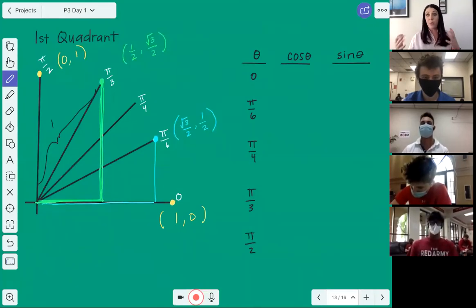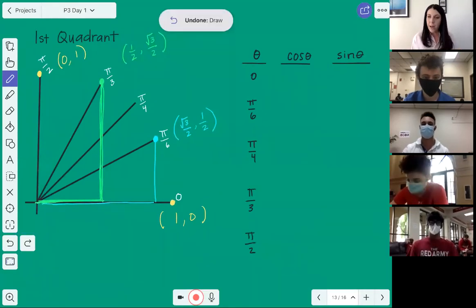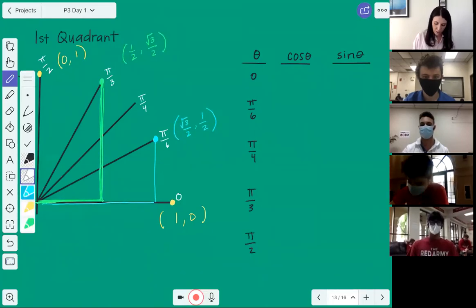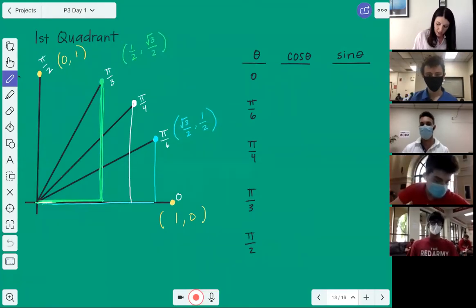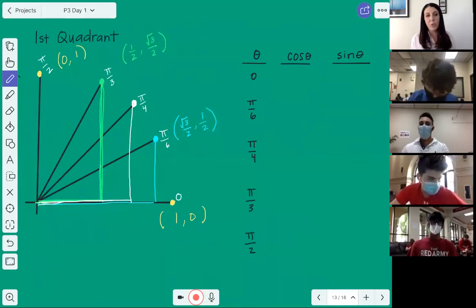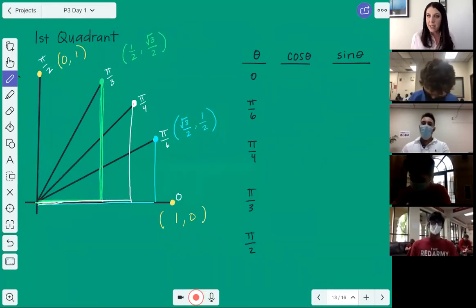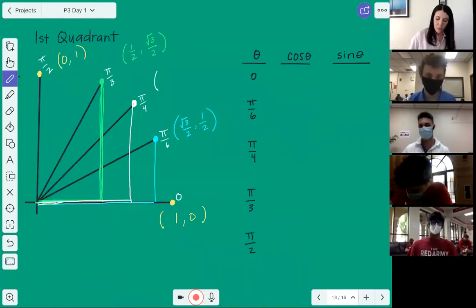So that's where rad 3 over 2 and 1 over 2 comes from. Okay, all right, now we have one left, which is this pi over 4 here. For pi over 4, you'll notice that if I drew my picture correctly, the x and the y component should be exactly the same, which means the coordinates, my x and y, should also be exactly the same. They should both be rad 2 divided by 2.